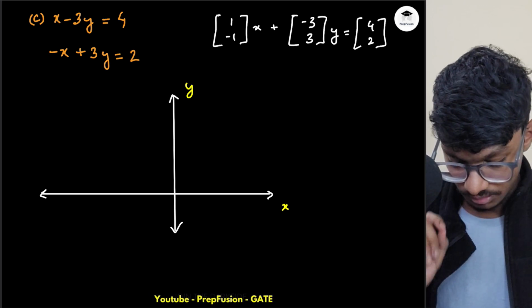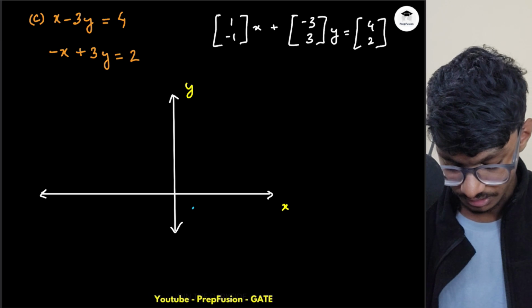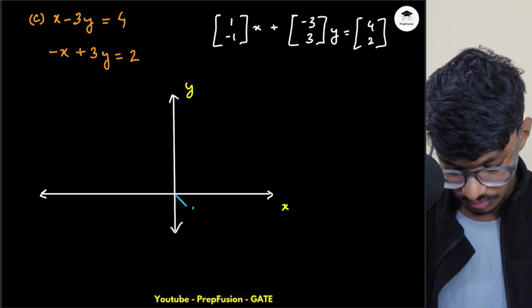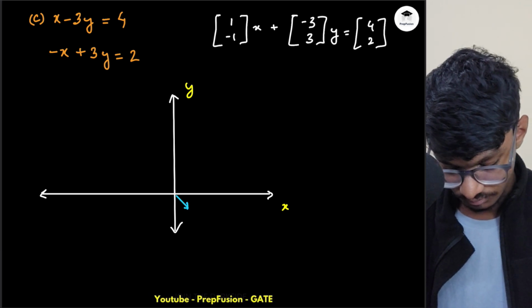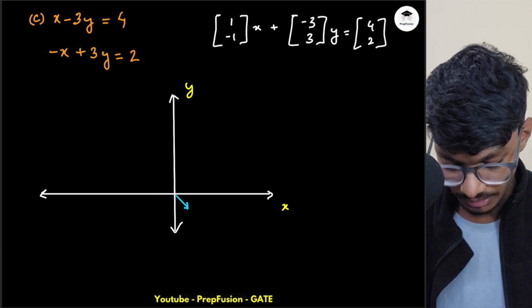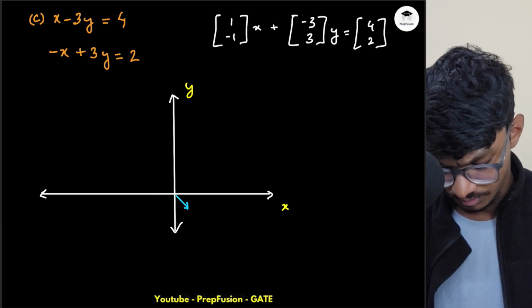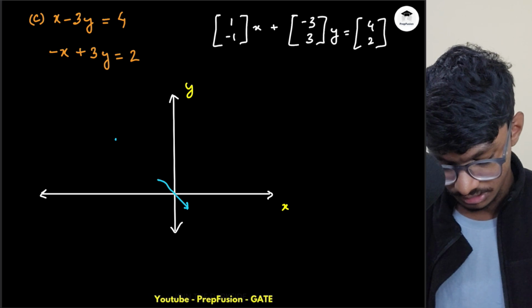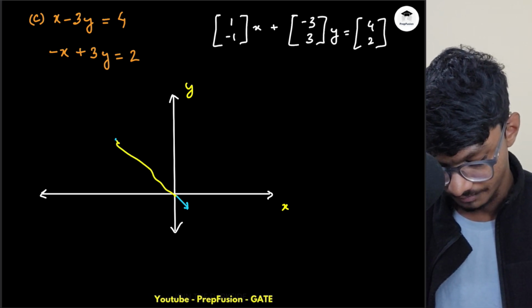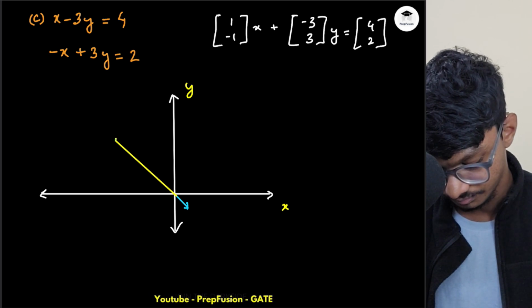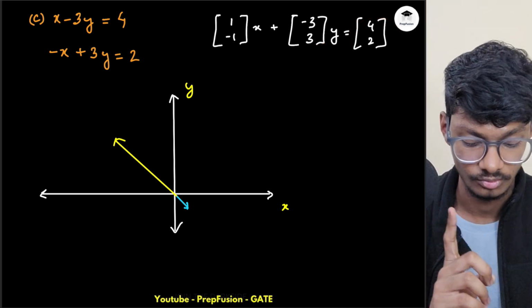So basically this first vector is 1 comma minus 1, so it will lie somewhere around here. Then minus 3 comma 3, so minus 3 is here and 3 is positive, so here. Okay, this time also they are in opposite directions, right? They are in the opposite direction, same as before. But what is the difference this time? The difference is this line. This is not in the same direction anymore.